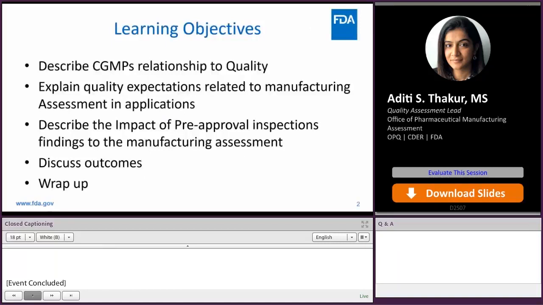Some of the topics which we will be discussing today are the CGMP relationship to quality, which will provide a background when a submission is received. What are some of the quality expectations related to the manufacturing assessment in applications? And how pre-approval inspectional findings along with the manufacturing assessment impact the final outcome of the application. We will also have some challenge questions, and finally there will be a summary of the discussion items.